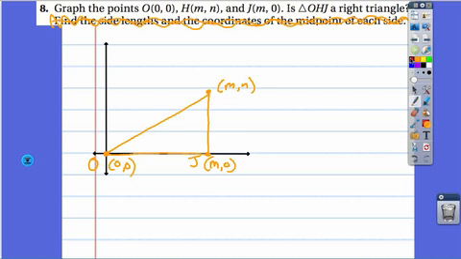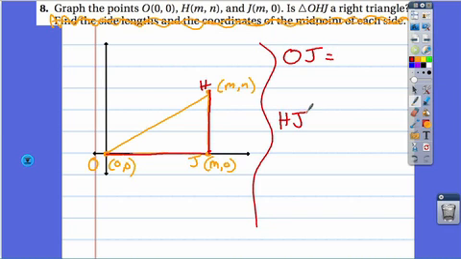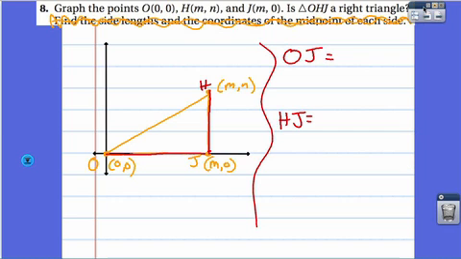The question is, is this a right triangle? Well, if it's a right triangle, that means that it needs to have a right angle. If it has a right angle, that means two of the sides are perpendicular. So I need to find if two of these sides are perpendicular by comparing their slopes, because we know that perpendicular lines have opposite reciprocal slopes. Well, out of these three angles, the only one that appears like it might be a right angle is this angle formed here, which is formed by OJ and HJ. So I'm going to find the slope of OJ and the slope of HJ and see if they're opposite reciprocals.